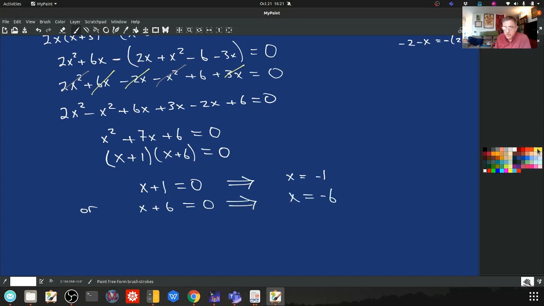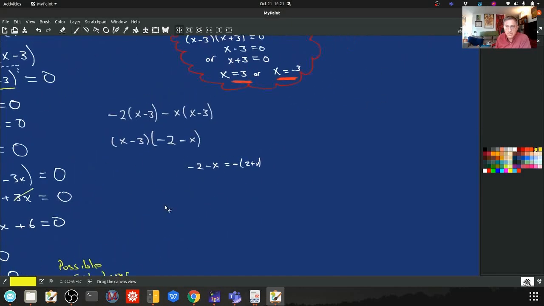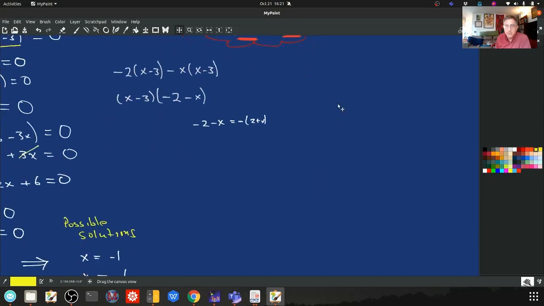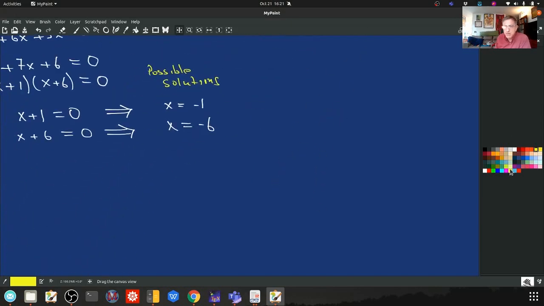So recall, these are possible solutions. And thankfully, if we go back up and remind ourselves, the solutions that we had to exclude, if they were to appear in our possible solutions, is x is equal to 3 or x is equal to minus 3. And neither of our solutions are those two. So these are the solutions right here.